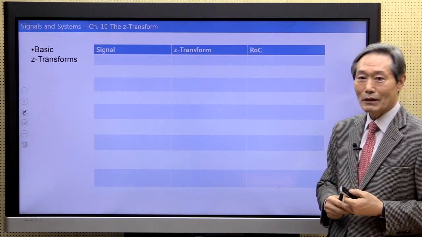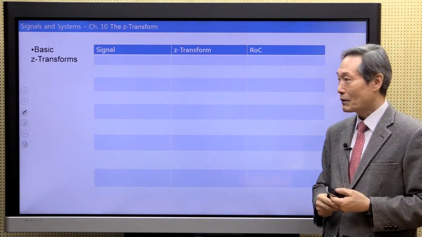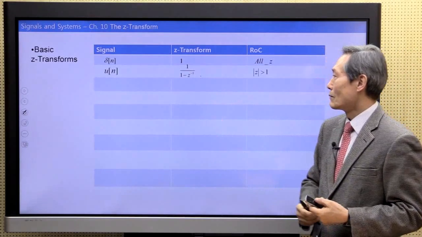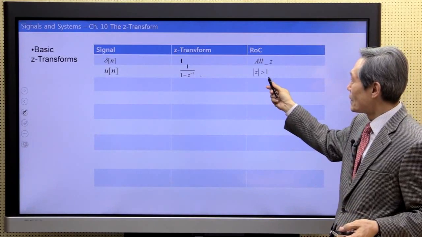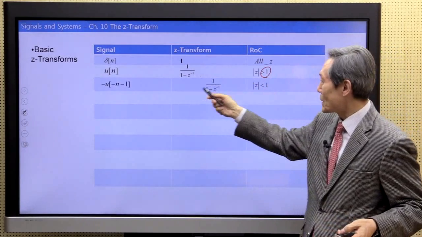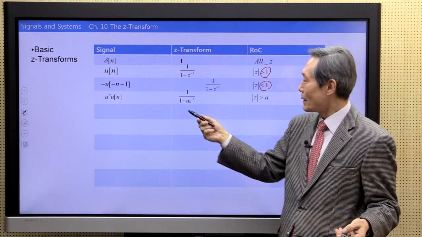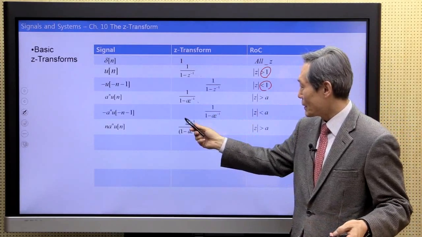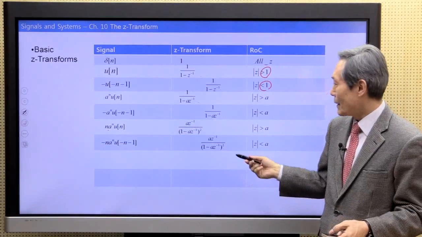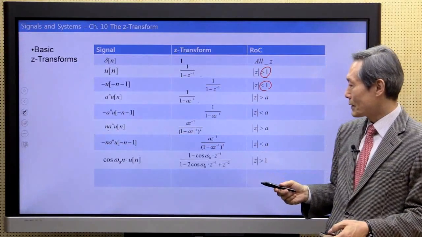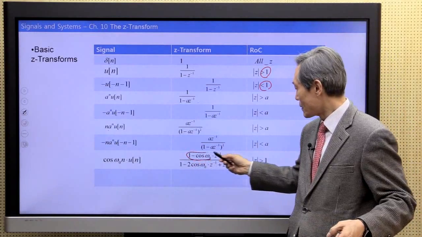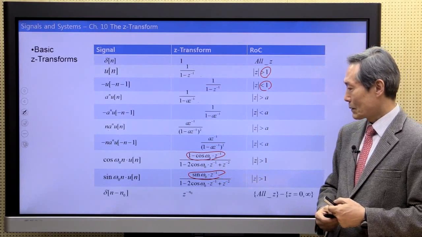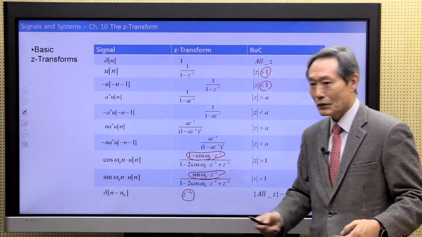Next, basic G-transforms, which you must be familiar with. 1, minus 1 over g. And this one going to the other direction. This one going to the other direction. And this one n times. And going to the other direction. Cosine function, sine function, and delta function with a delay.